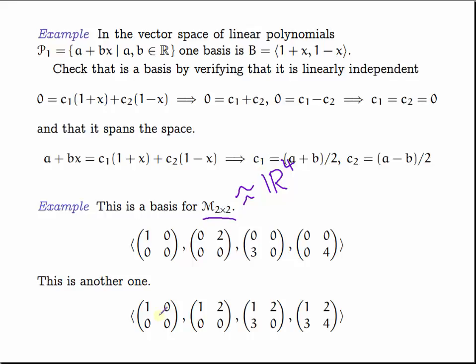And here's another basis. This one is a little bit more difficult to show, but in fact it is a basis, and you can use the very same techniques to show this.